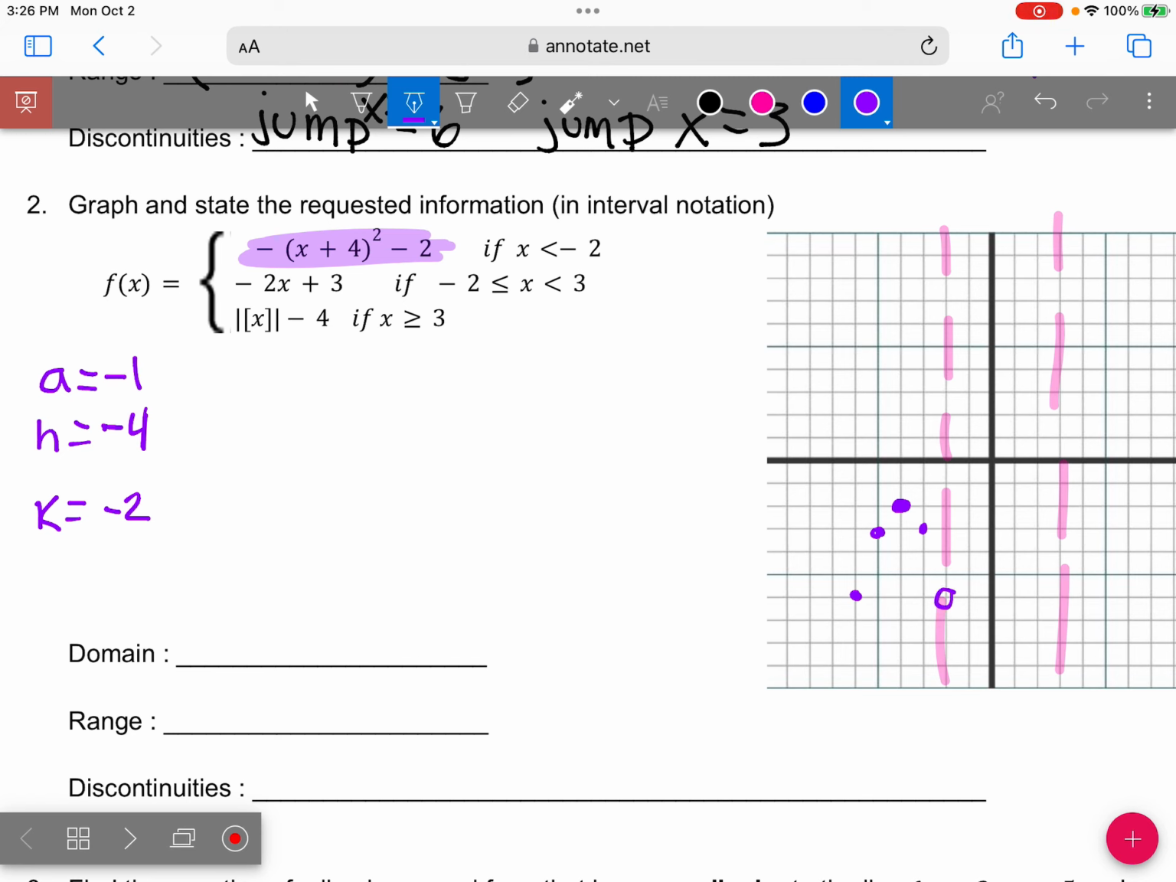When we hit the barrier, we're going to draw an open circle, connect up some points, and we've got our general parabola. Since we do have a less than here, we are going to leave that circle open.